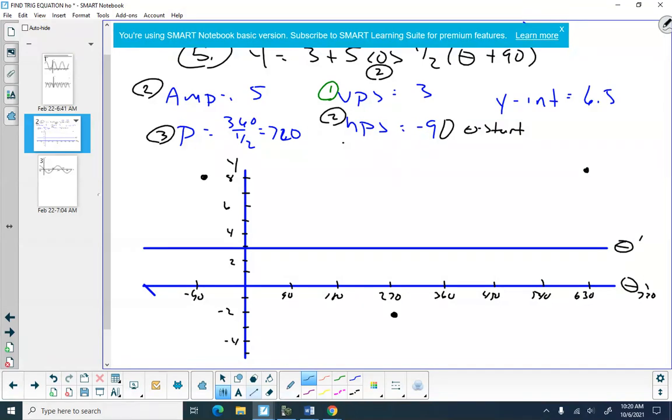Chloe, what are those two theta values? 90 is one. 450 is another. Look at my y-intercept at 6.5. Put my y-intercept at 6.5 in, and it should be a nice little flow for my cosine curve on my graph.